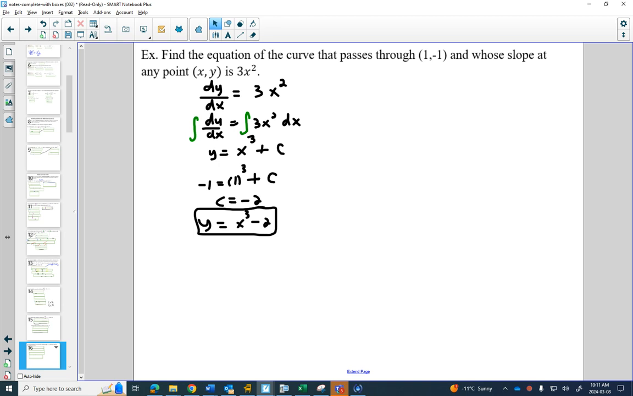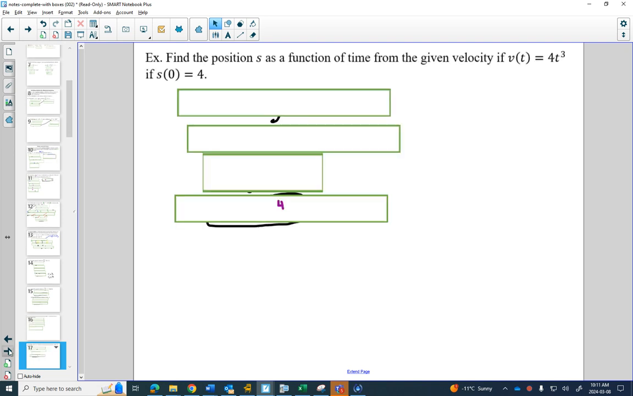So most of what we've done today has been review of stuff we've done before, which is kind of nice. Because you guys have learned a ton already in calculus.